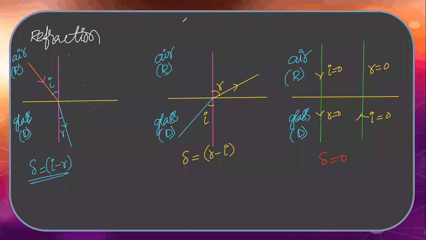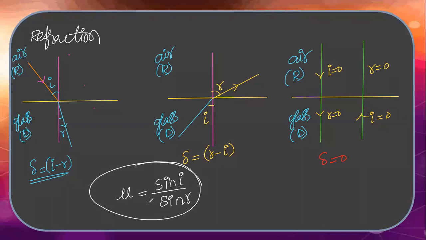When light travels from one transparent medium to another transparent medium, it bends at the boundary separating the two media. The phenomenon is called refraction. So the refractive index mu is equal to sin i divided by sin r.